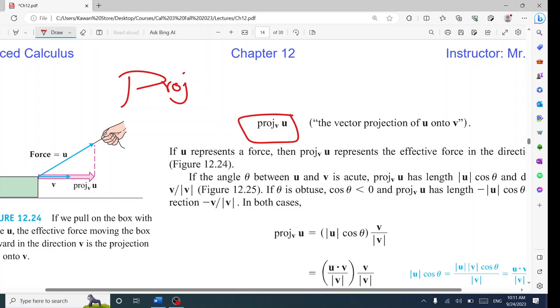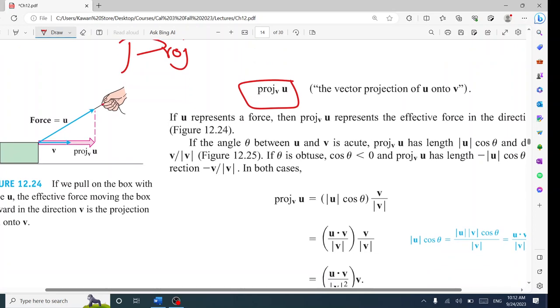And of course, at the beginning we have one vector, but when we touch it, it will become two. It will be analyzed. You can see here's the rope. Then when we bring it up, there will be something. So we have vector number one, vector number two. That's what is called the projection of U onto V.